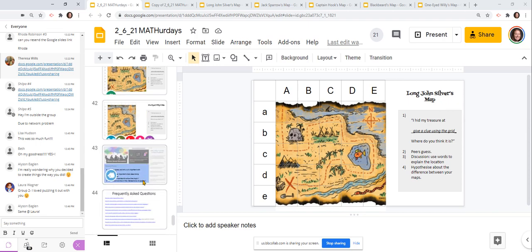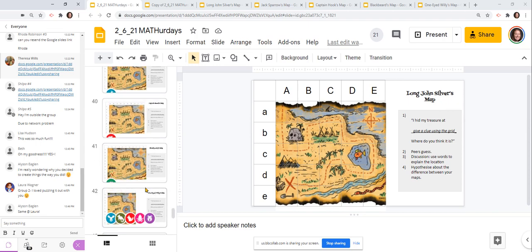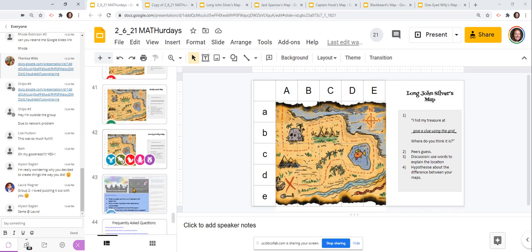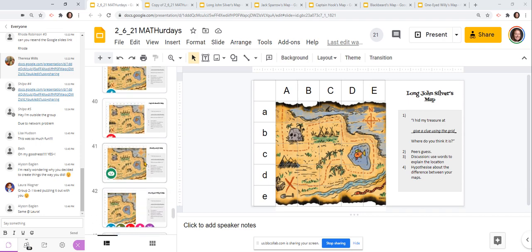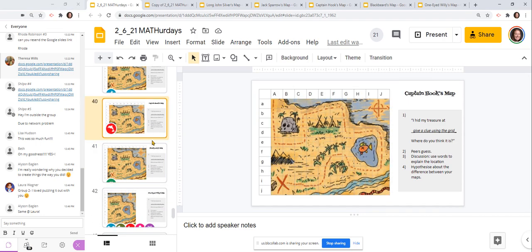Let's see, any other comments about scale? Did anyone else have Long John Silver's? You can use emojis to show connections to what Remy said, or you can type in the chat if you also found that one to be frustrating or fun.